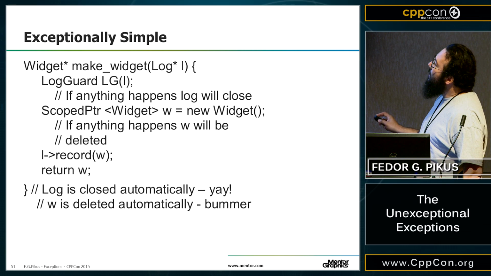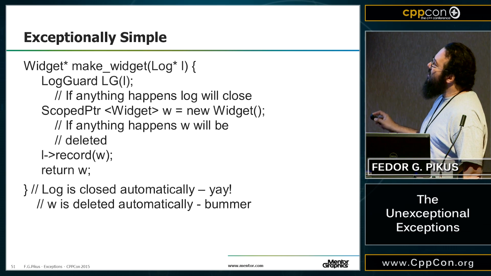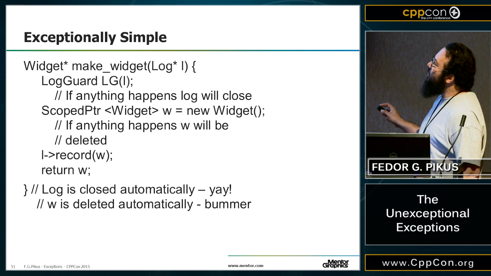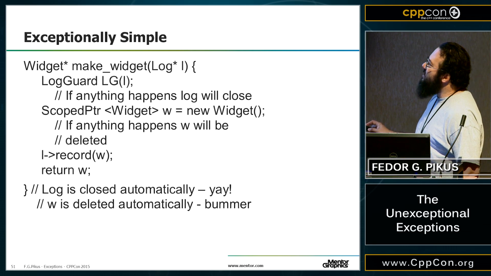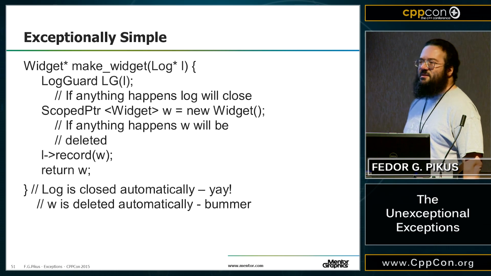Okay, this is great. Here is our scoped pointer, which, as I said, is just a unique pointer. It captures the widget. If anything throws in here, let's say this record throws, then the destructor of the unique pointer will fire and delete the widget. This is great. But at the end of the scope, the destructor of the unique pointer will fire and delete the widget that we just returned. That's not so great.